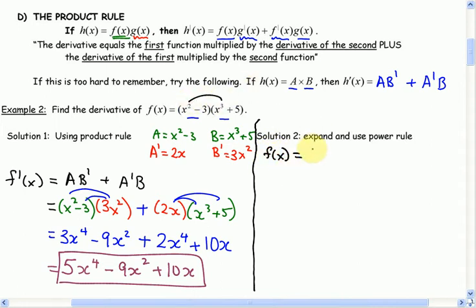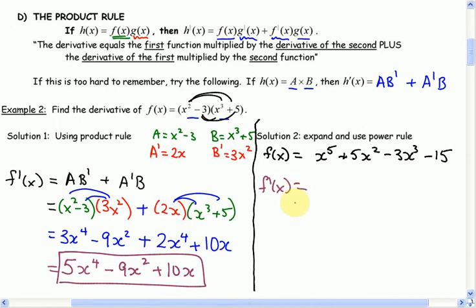So I'm going to ask you now to actually expand out the function first. So x squared times x cubed is x to the power of 5. X squared times 5 is 5x squared. Negative 3 times x cubed is negative 3x cubed. And then negative 3 times 5 is negative 15. So if you wanted to expand it out first, and then take the derivative, you most certainly can do so as well.